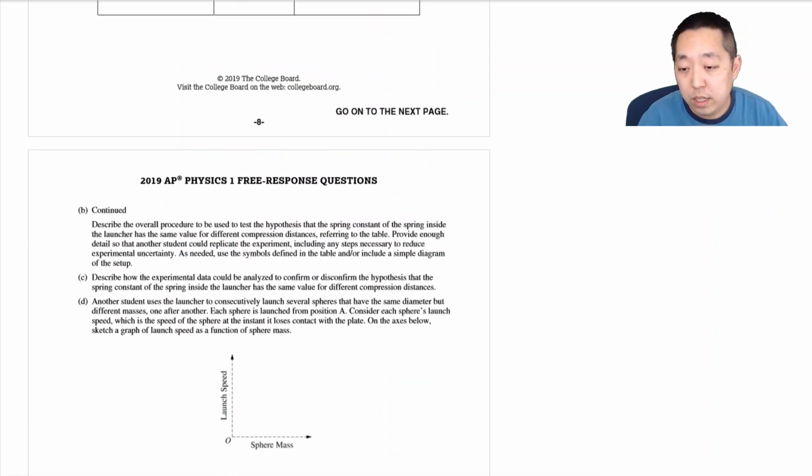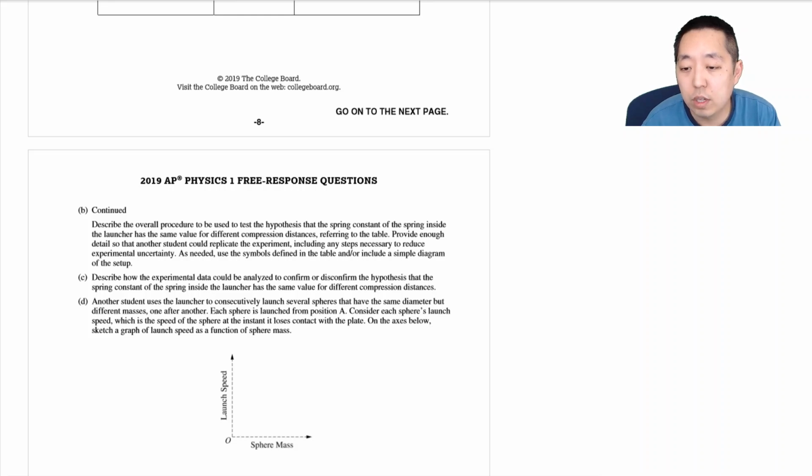Describe how the experimental data could be analyzed to confirm or disconfirm the hypothesis. What you would then do is look at those three k values and decide if they're different or not. If I get a different k when I use the position at pin A versus pin C versus pin B, then it's different. If they're about the same, that would be fine.